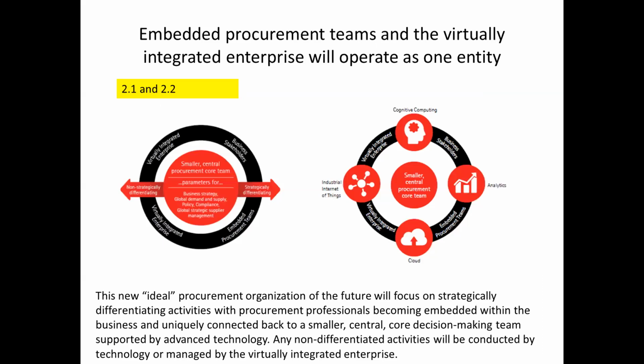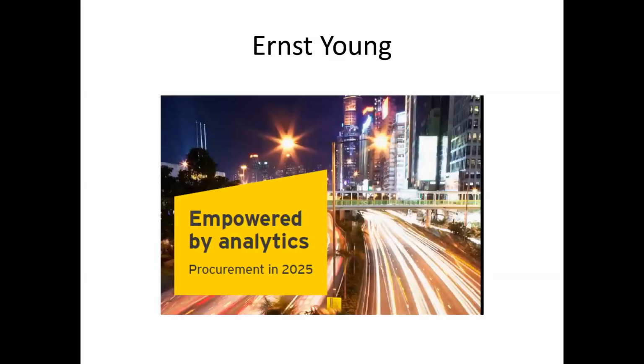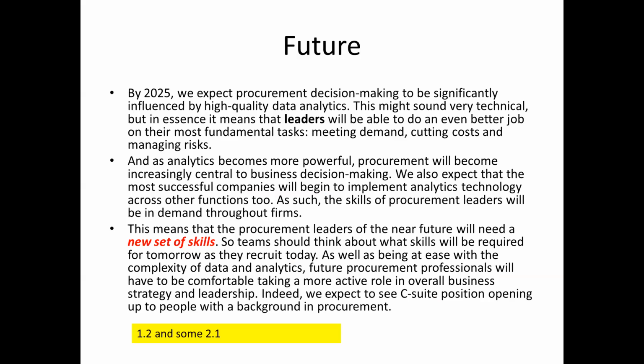New procurement will be strategic, differentiated, embedded, smaller, central, supported by technology, which is pretty much what everyone's saying, isn't it? And there's some fancy diagrams there from the report. Ernst Young, in their 2025 Empowered by Analytics, talk about new skills. Leaders will have to do a better job. We must expect successful companies will implement technology, which they are doing.